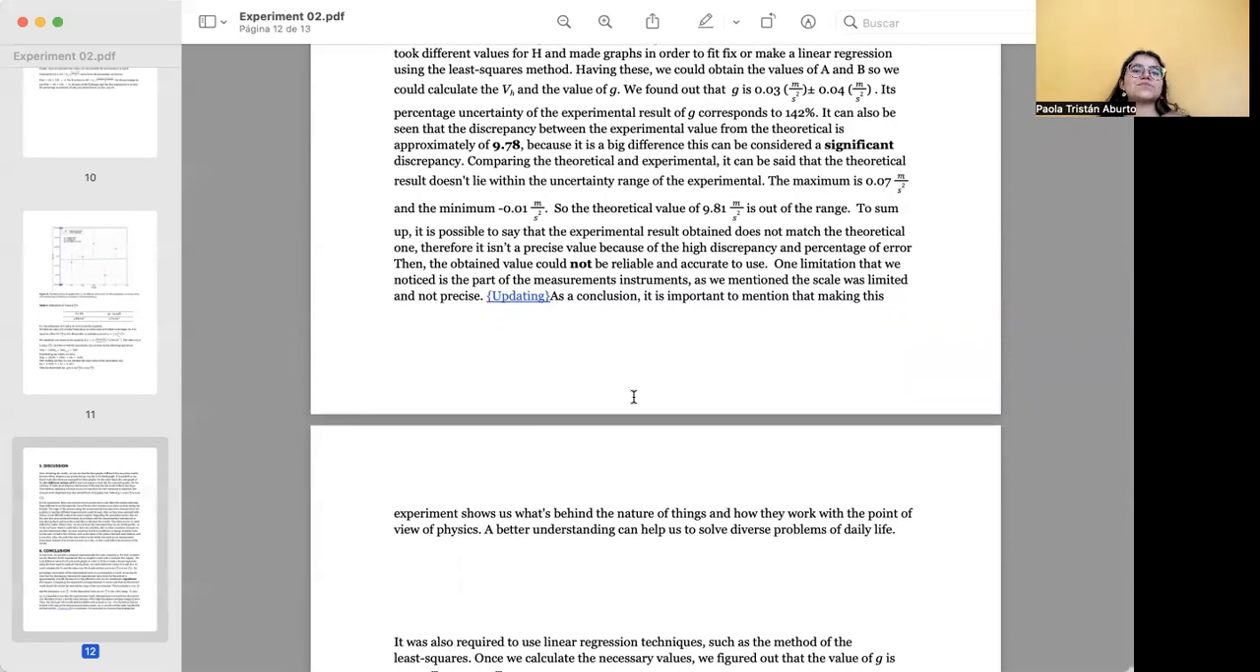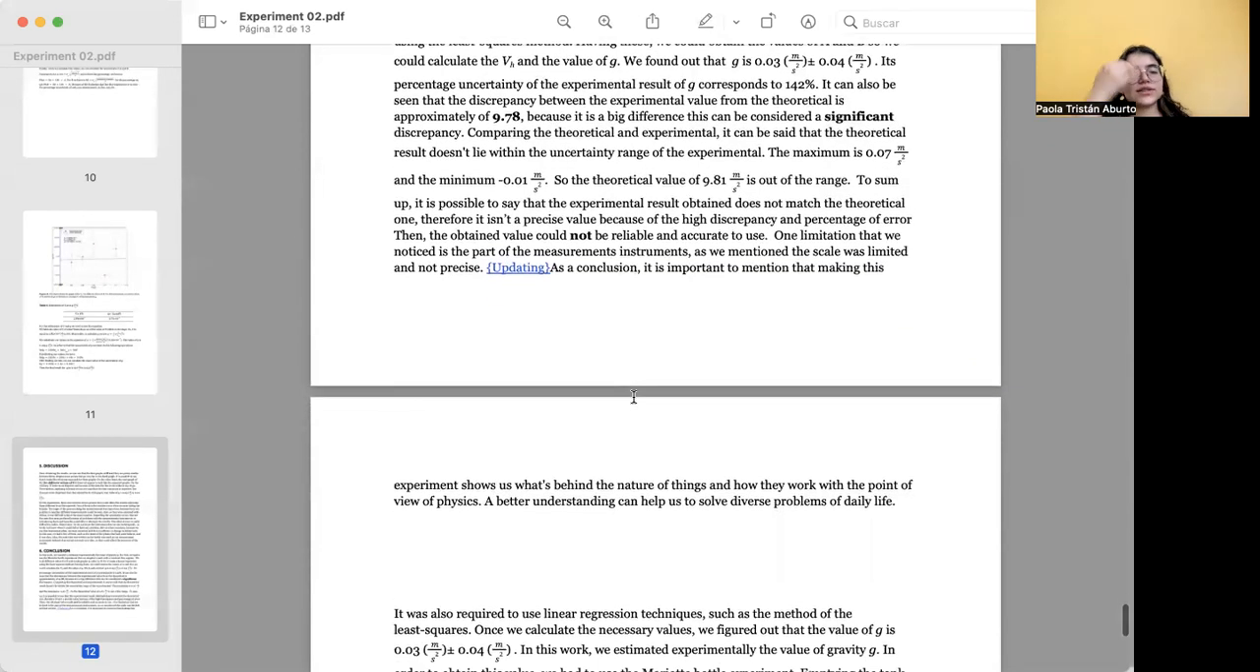To sum this up, it is possible to say that the experimental result obtained does not match the theoretical one, and therefore it isn't a precise value because it has a really high discrepancy, and it doesn't lie in the range either, so it could not be a reliable value, and it is not accurate to use. One limitation that we notice is the measurement instrument, as we said in the previous discussion section. We mentioned that the scale was very limited and it was not precise at all.